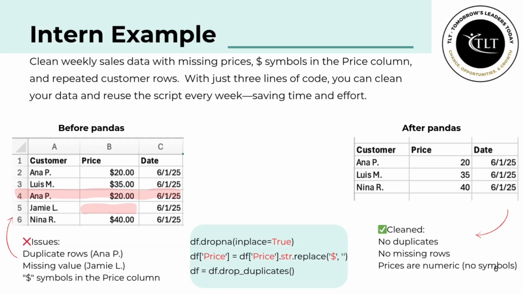Let's see the next example. Imagine you're working with price data full of missing values, dollar signs, and duplicates, like in this table. Here, this is a simple script, and after running this script, you get a clean table with no missing prices, clean numeric values, and no dollar sign, like in the table that is after pandas. And now you can reuse this code next time and save tons of time.